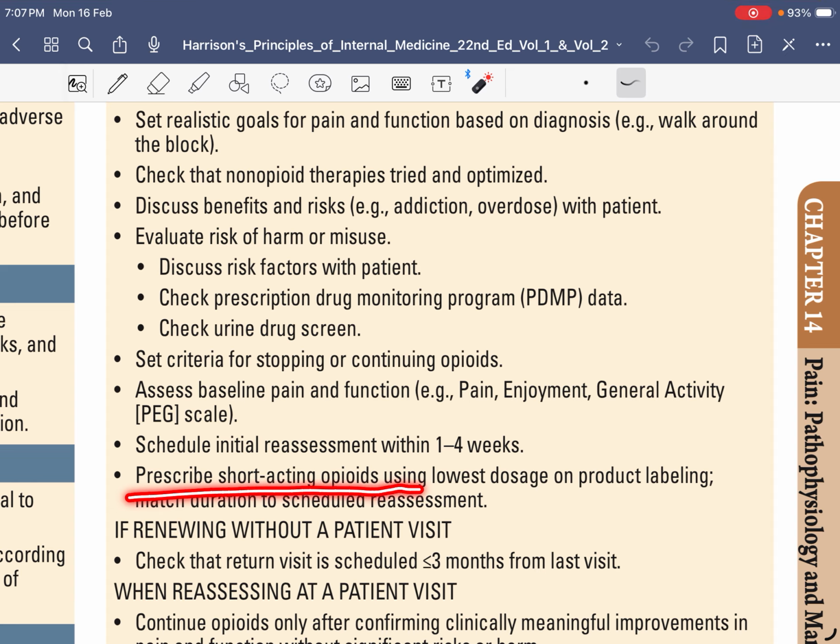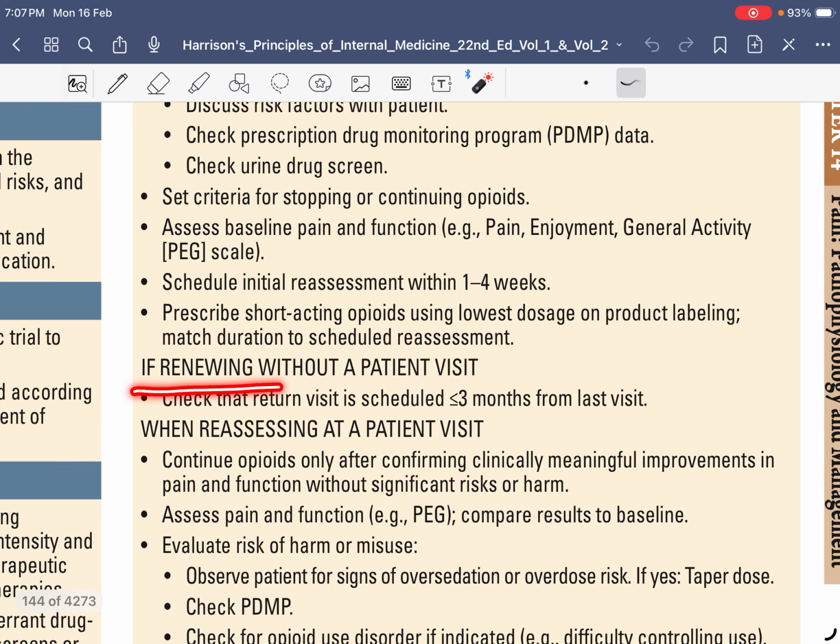Prescribe short-acting opioids using the lowest dose on product labeling. Match duration to scheduled reassessment. If renewing without a patient visit, check that a return visit is scheduled less than 3 months from the last visit. When reassessing at a patient visit, continue opioids only after confirming clinically meaningful improvement in pain and function without significant risk or harm.